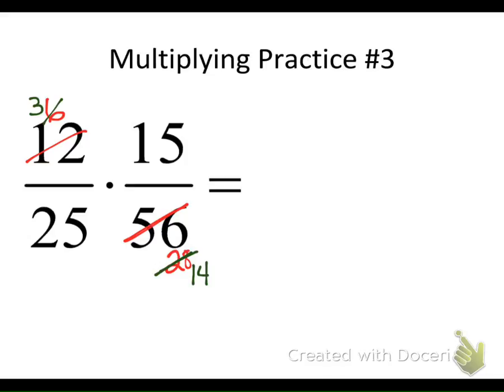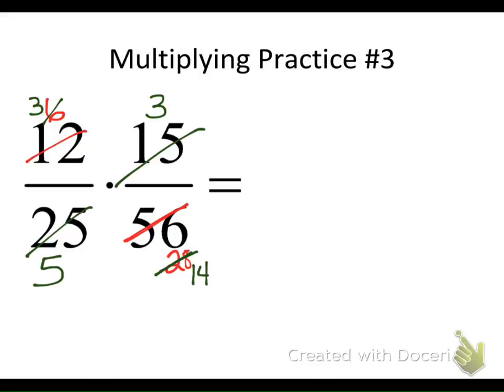So remember, my new number is 3 for this fraction. My new number is 14 for this fraction. So now I have 15. Can I reduce 15 and 14? No. Can I reduce 15 and 25? Yeah. What are they both divisible by? 5. So what's 15 divided by 5? 3. What's 25 divided by 5?